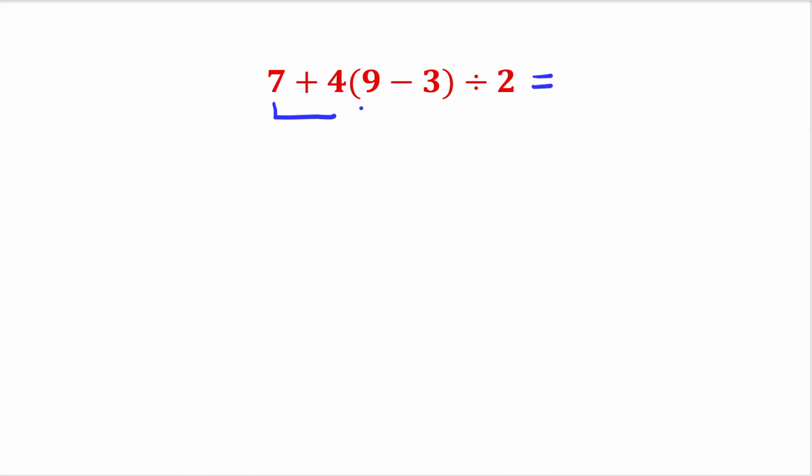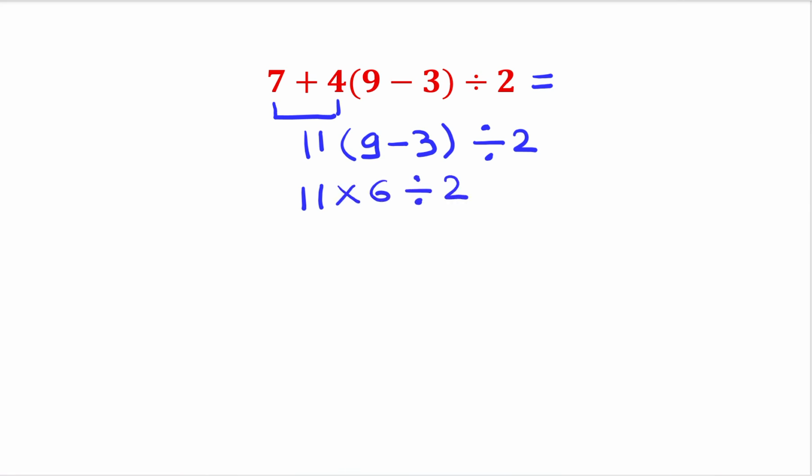So 7 plus 4 is equal to 11, in bracket 9 minus 3, divided by 2. Then 11, and 9 minus 3 is equal to 6, multiplied by 6 divided by 2. 11 multiplied by 6 is 66, divided by 2.